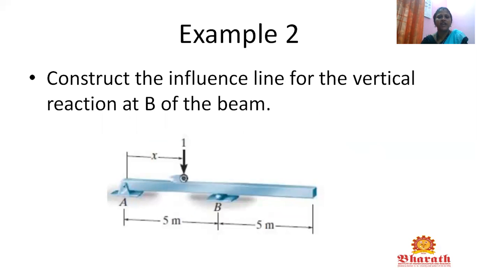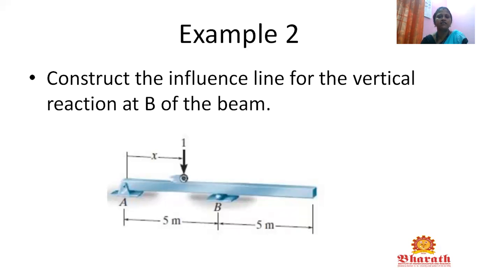Next example: we have to construct the influence line diagram for the vertical reaction at B of the beam. Now we are going to find the vertical reaction at point B. In this picture, for span AB, it is given with cantilever type of supports. One point load with a unit load of 1 is acting from A to B at a distance of x. The span from A to B is given as 5 meters and B to another point is given as 5 meters.